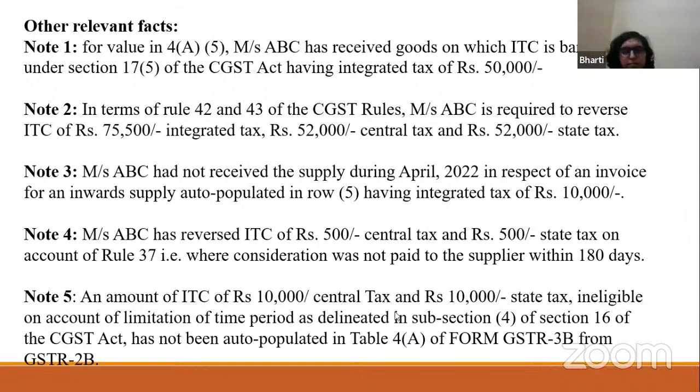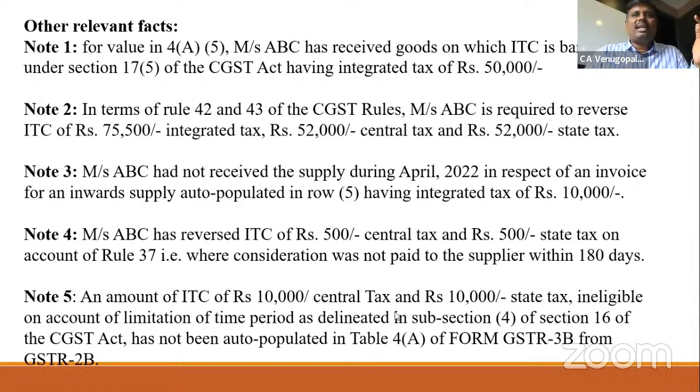So what should I do? I need to reverse the credit which I am not eligible for. Now earlier we were reporting this under 4D and reducing under 4A5. But now it is not the concept. You will reverse it under 4B1. So this value of 50,000 will be reversed under 4B1.